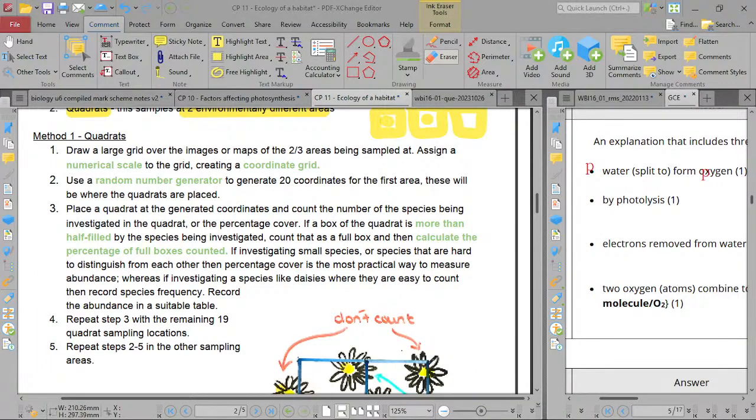What is the difference between percentage cover and species frequency when doing a sampling experiment using quadrat.